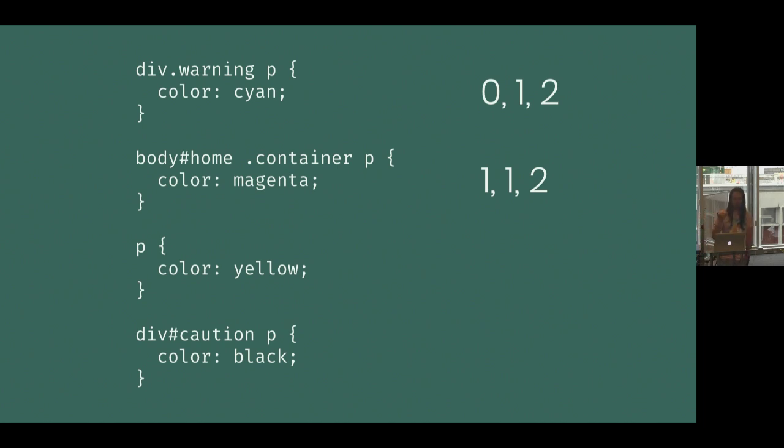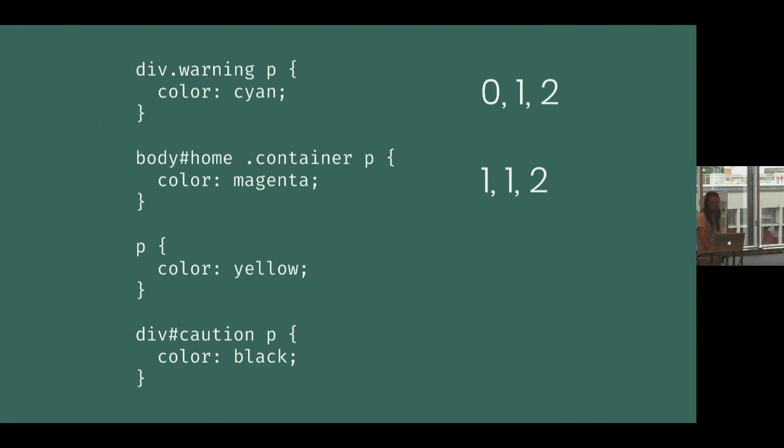Yeah, so if I had both of these classes, then when we found the paragraph that is a descendant of something with a class container that is a descendant of a body with an ID home, that would definitely get the color magenta applied to it. Whereas if it was just a div with a class warning that had a descendant of P, that paragraph would get the color cyan applied to it. It's only when two selectors would match the same thing that the specificity could take over. Like the actual same thing, right?